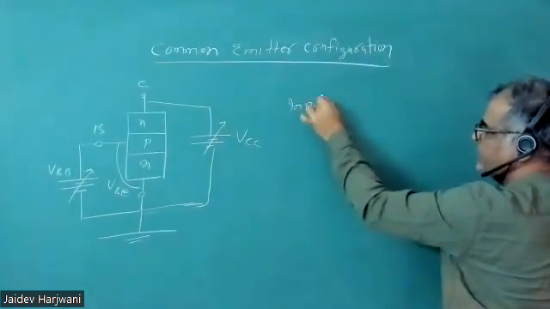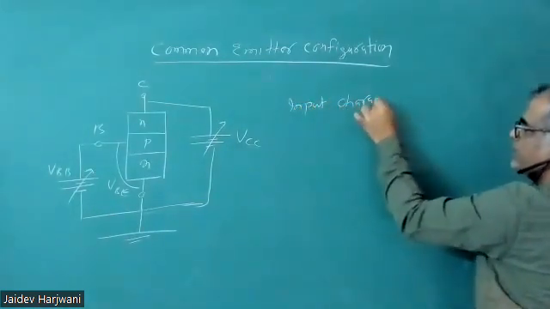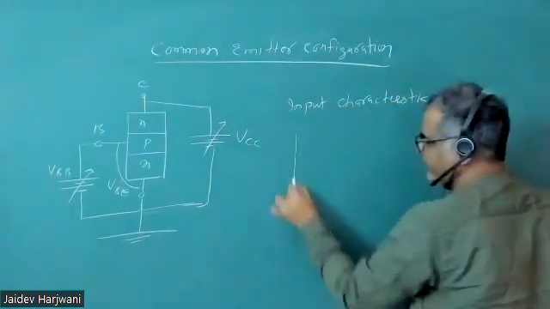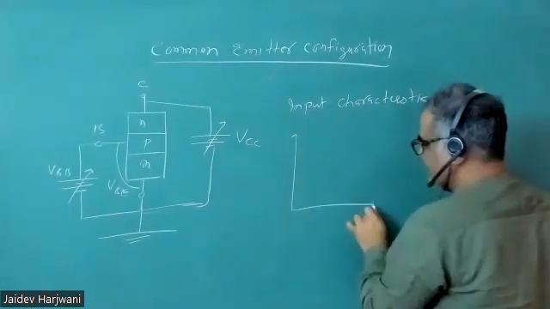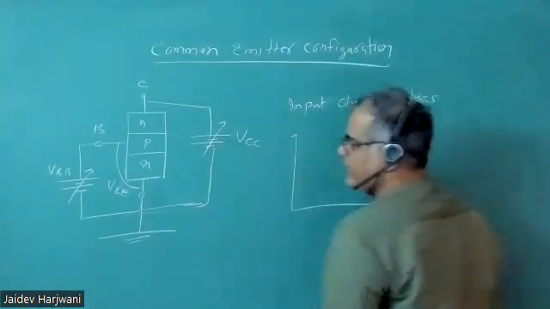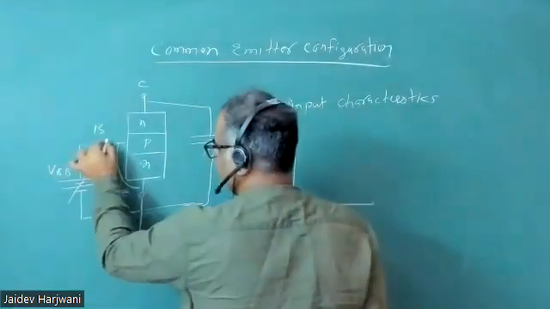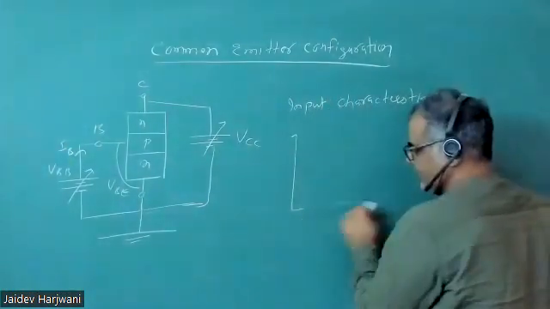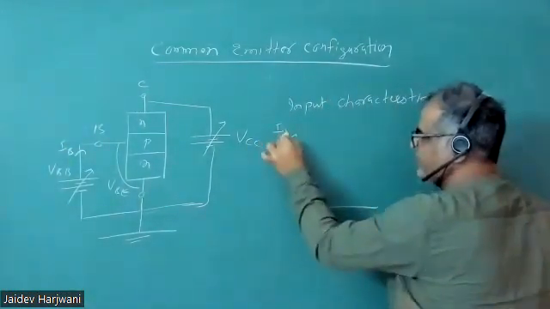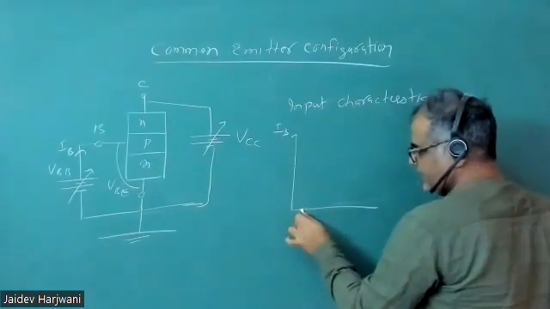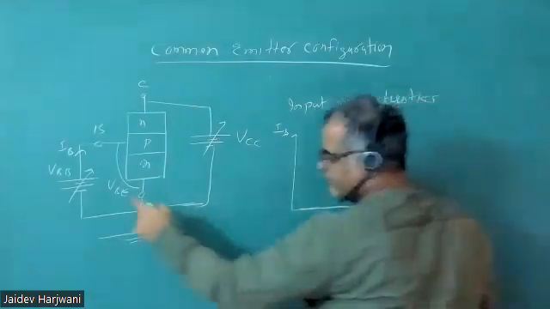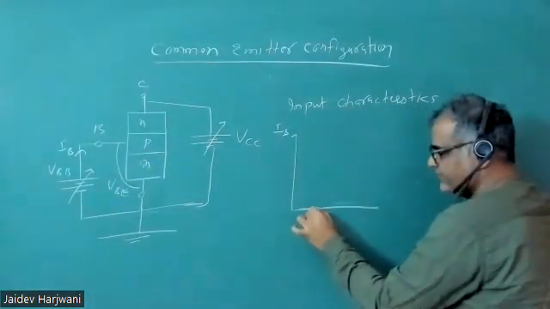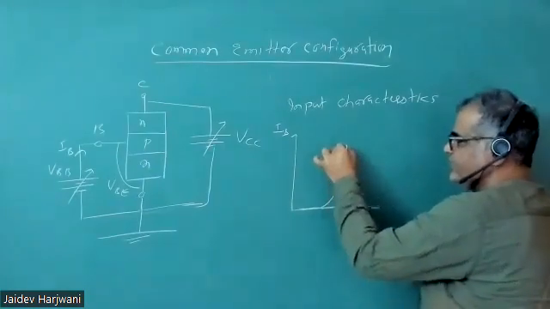So input characteristics is basically the graph between input current and input voltage. Now here the input current is your IB. So IB current is flowing here. So if I plot the graph IB versus VB, what happened? Initially you require 0.7 volts, and then it will almost be fixed, and if you increase the voltage, you will get current like this.